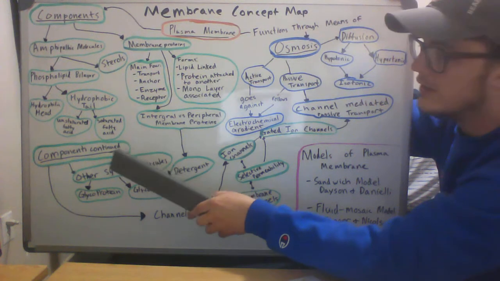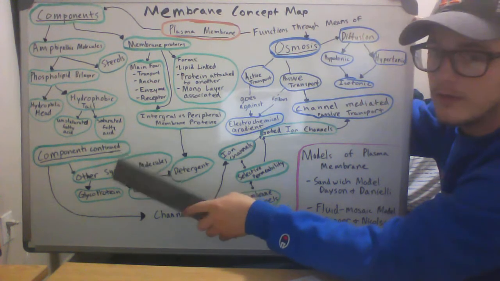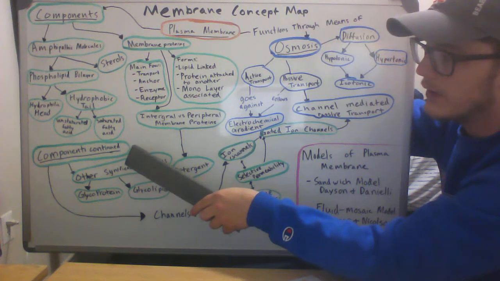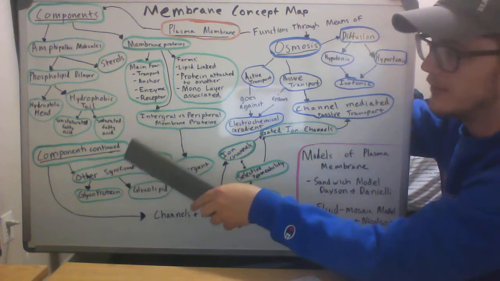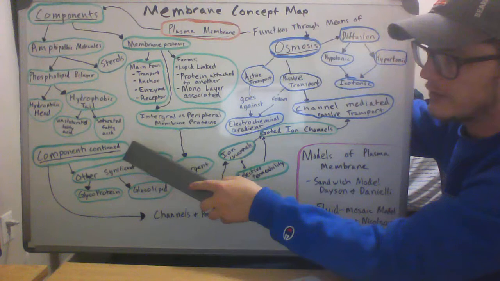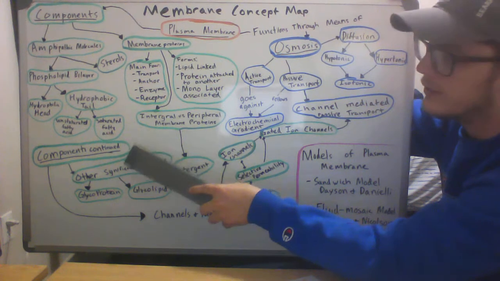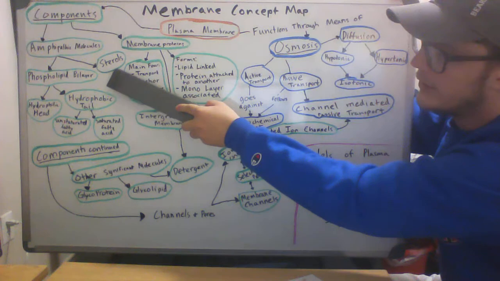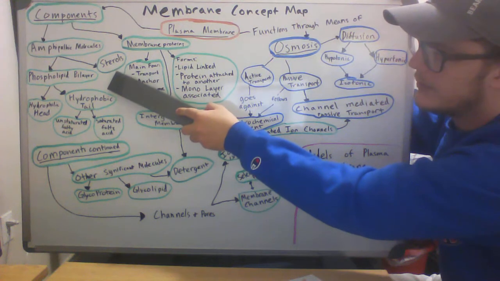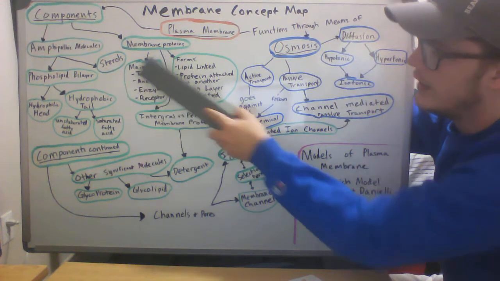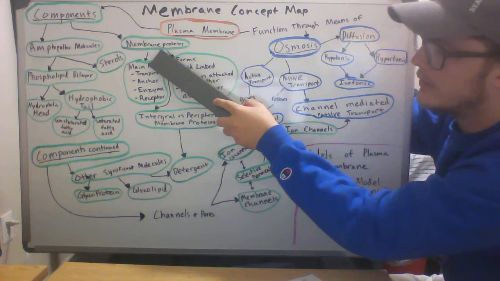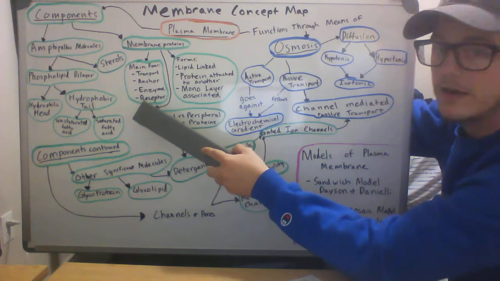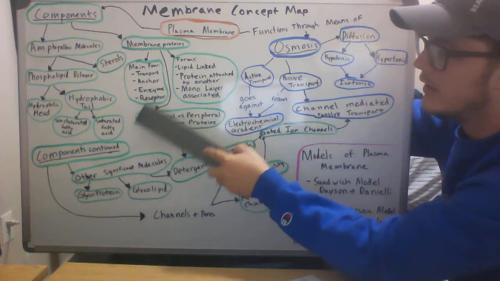Unsaturated fatty acids are fatty acids where the carbons do not have their maximum number of hydrogens, and then saturated fatty acids are where they do. And over here also another amphipathic molecule is sterols. And then we'll move on to the membrane proteins, and the main 4 are trans, anchor, enzyme, and receptor.